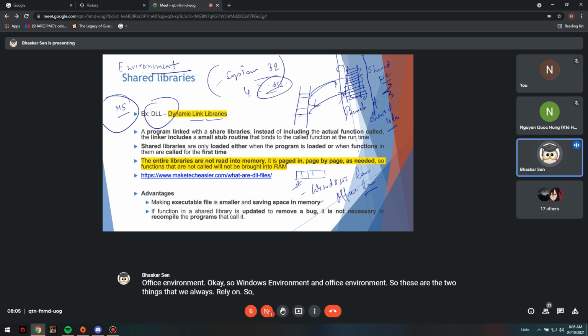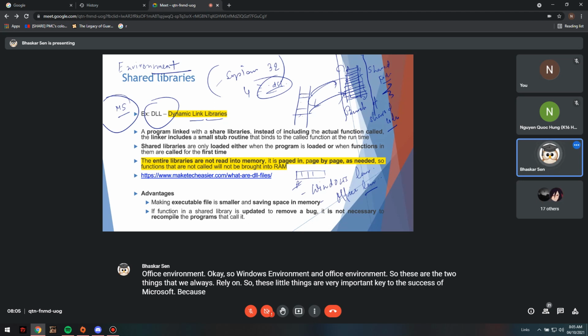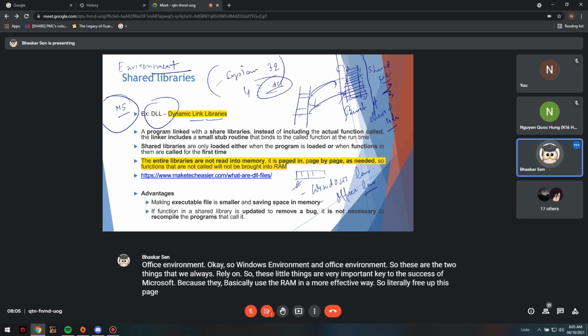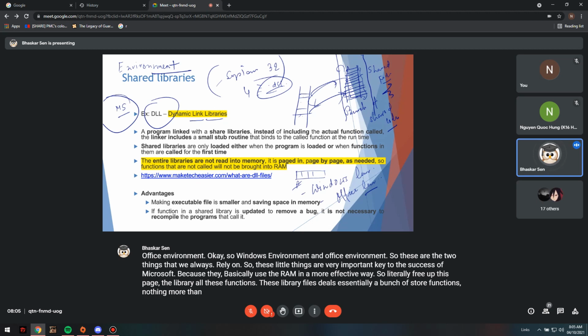So these little things are very important, key to the success of Microsoft these days, because they basically use the RAM in a more effective way. So literally free up the space. The library, all these functions, these library files, DLL files, are essentially a bunch of stored functions, nothing more than that. A bunch of stored functions. And these stored functions are staying in one part.